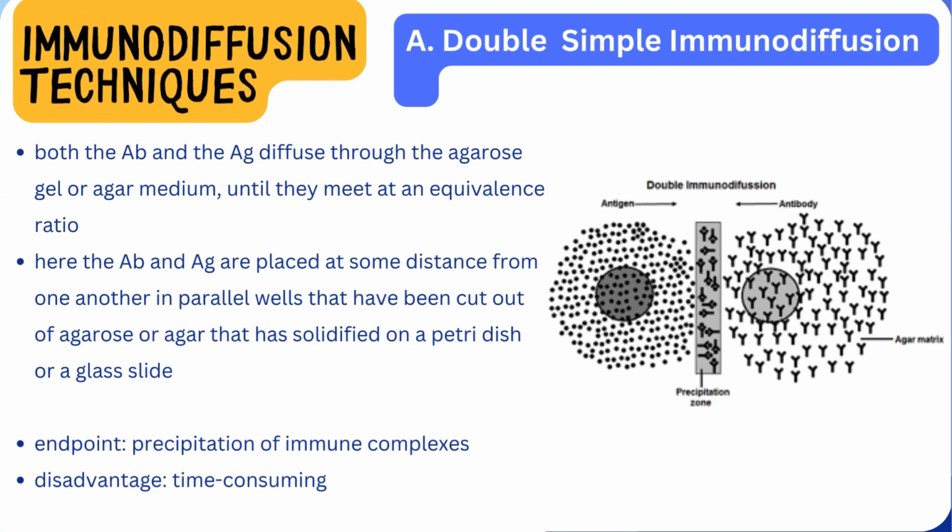So here, simple double immunodiffusion. Both the antibody and the antigen diffuse through the agarose gel or agar medium until they meet at an equivalence ratio. The antibody and antigen are placed at some distance from one another in parallel wells that have been cut out of agarose or agar that has solidified on a petri dish or a glass slide.